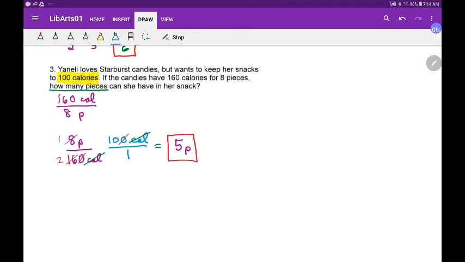And the only unit that survived is pieces. The calories canceled. So unfortunately for Yaneli, who loves Starburst, she's not going to get those 8 pieces. She has to cut it down to 5. And that makes sense. If 8 is 160, she knew it was going to be less than 8. Okay.